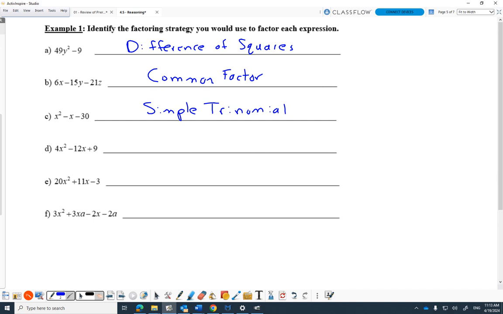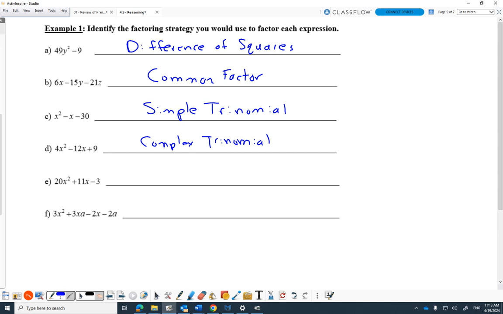Does it have a common factor? No. Since it doesn't have a common factor and it's a trinomial, this is a complex trinomial. So we'll have to break out our decomp or our window, whatever it is you're doing. How about this one? Does it have a common factor? No. So that's another complex trinomial.